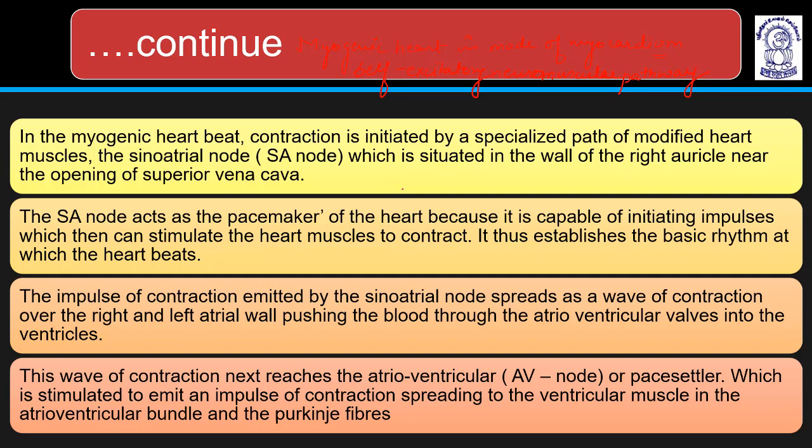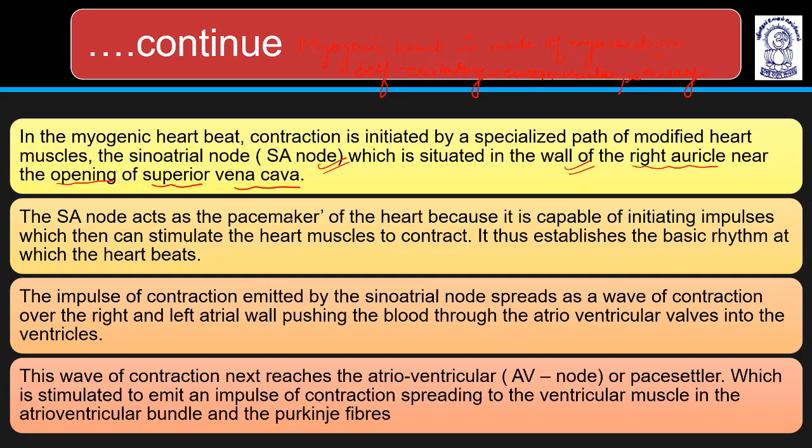In the myogenic heart, contraction is initiated by a specialized patch of modified heart muscles, the sinoatrial node. The sinoatrial node, or SA node, is situated in the wall of the right auricle near the opening of the superior vena cava.